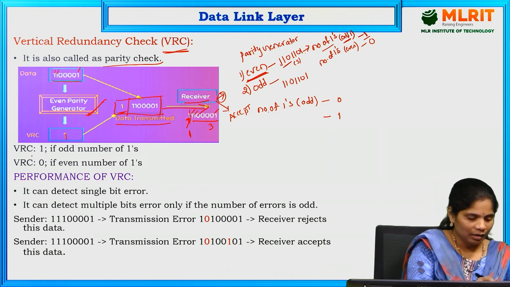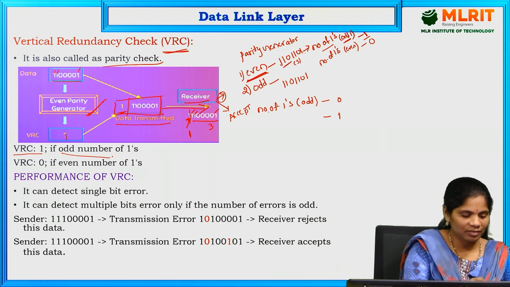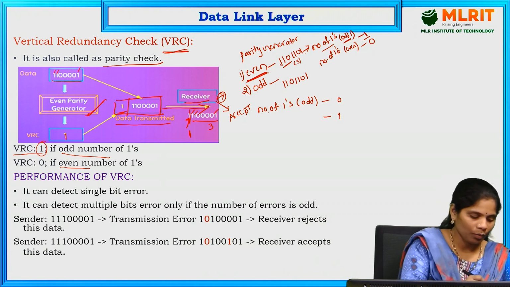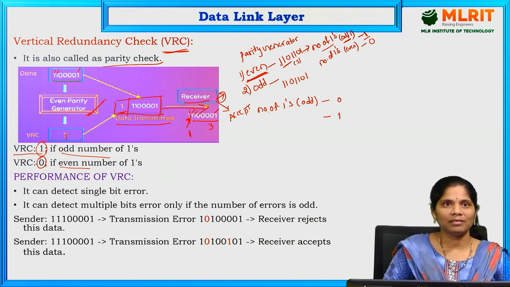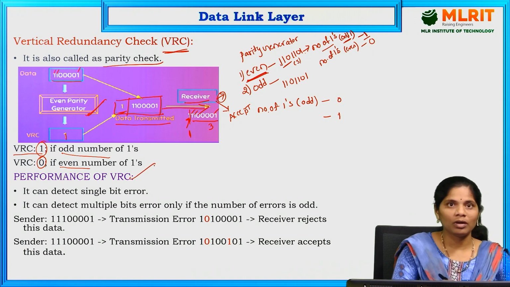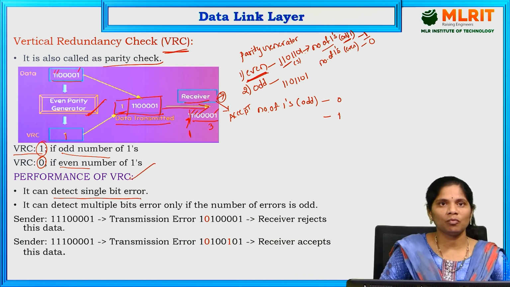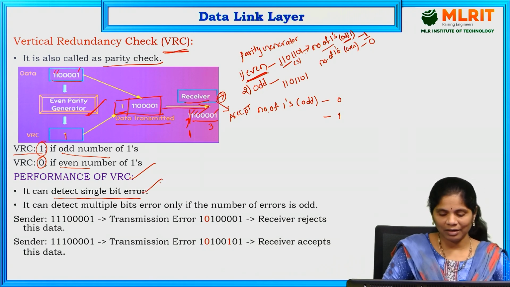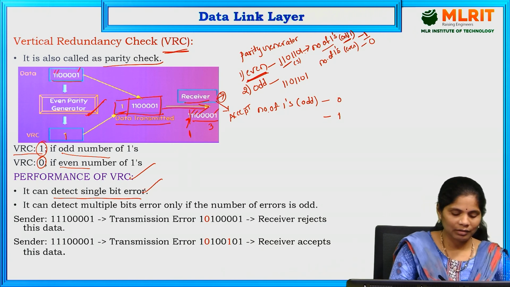So here we write that VRC is: if there is an odd number of ones, we have to append a 1. If the number of ones is even, we have to append a 0 to the original data. That is the VRC, vertical redundancy check. And how is the performance of VRC? It can detect a single bit error. Single bit error means only one error is there, and it can detect it easily. Whatever data is sent from the sender to the receiver, if only one bit is changed, it can detect the error easily.